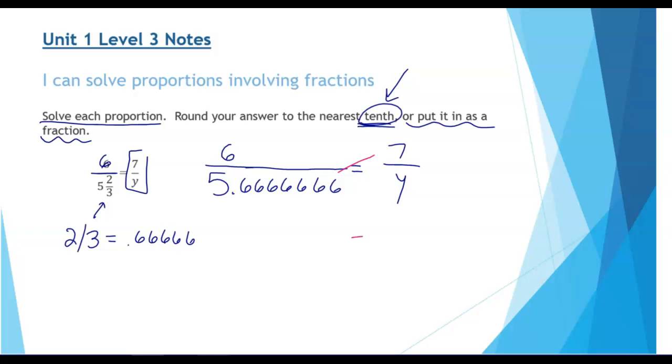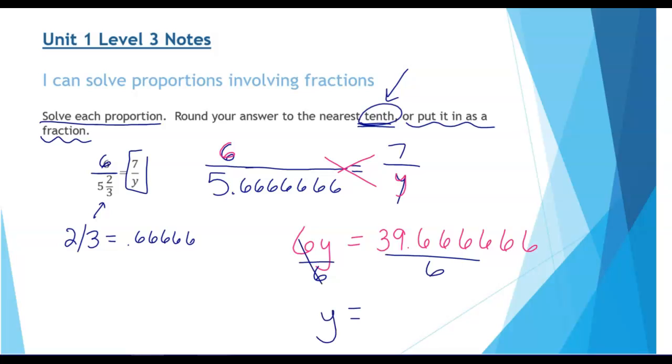5.6 repeating times 7 is 39.6 repeating. So I'm going to write that out for quite a ways. And that's equal to my other product, 6 times y, which is still 6y. Now to undo multiplication, I'm going to divide by 6 to each side. And my final answer is 6.611111, and that's repeating. All right, since it says round to the nearest tenth, here's my tenth position. So instead of adding those ones, I'm going to cut it off right there. So y is equal to 6.6, and that is rounded, not exact.